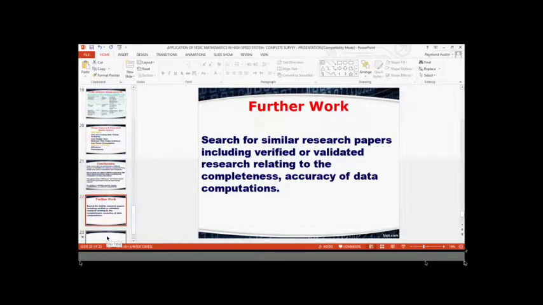For further work, we would like to search for similar works that include verification and validation of completeness and accuracy of data computation, which is not less important, and focus much more on reliability, which is considered to be one of the most important quality factors.